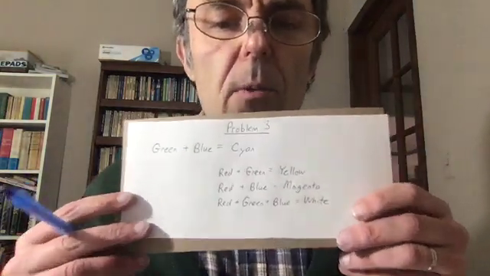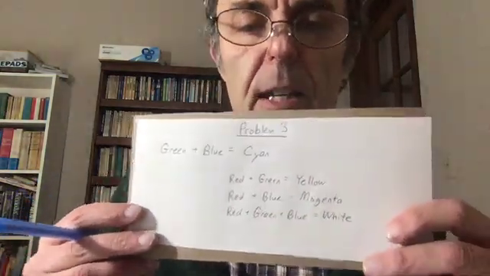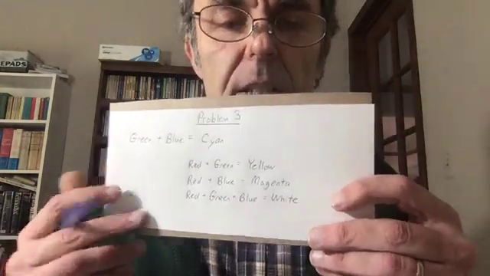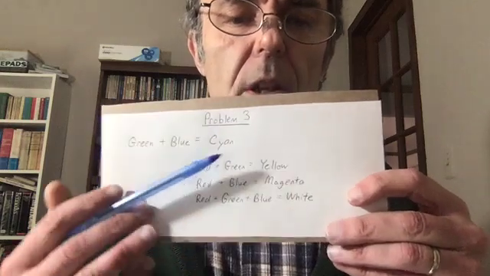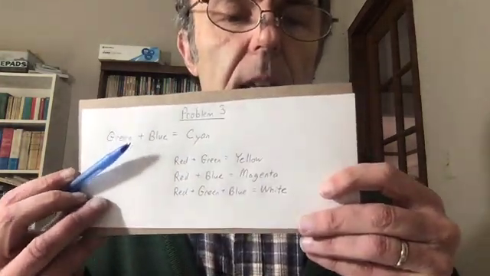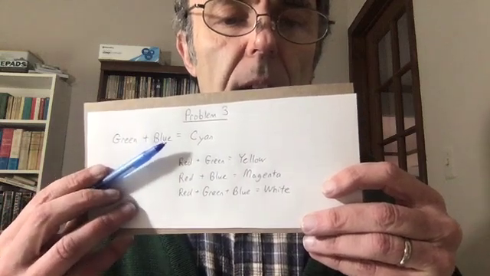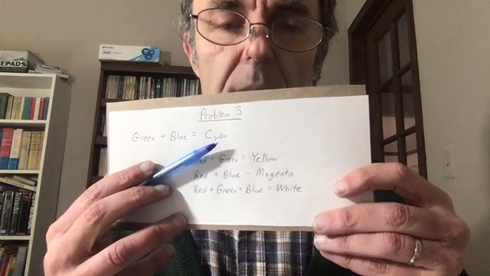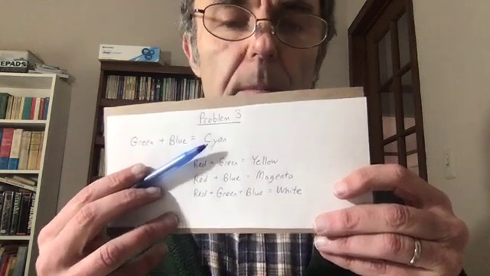Problem 3 is just one of these color vision problems. The bad news is it's not in the book. The good news is there's not much to know really. You just have to know these basic color rules. That is, if you take a green spotlight and a blue spotlight and put them together so they overlap, you're going to get a cyan spotlight. That's a color, it's kind of a bluish green.